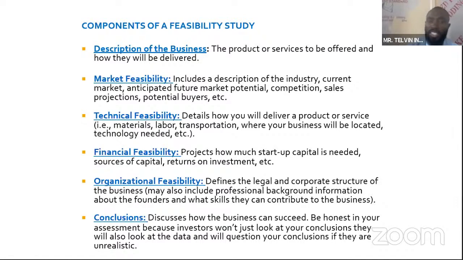So in feasibility study, these are the components: description of the business, the market feasibility, technical feasibility, financial feasibility, organizational feasibility, and then your conclusion. All six of them are the components of a feasibility study.